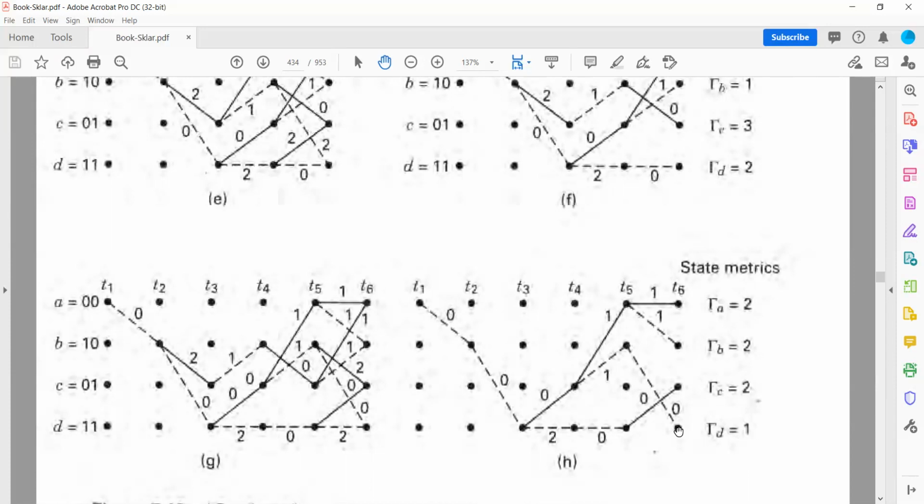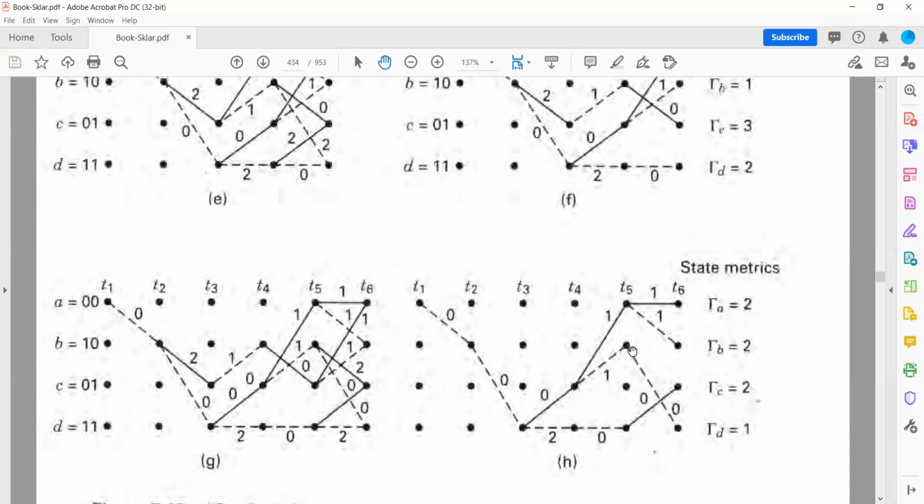Go and trace back. Going from this point to this point, right? This is represented by a dotted line, so that means it is 1. So take it as 1. Going from this point to this point, again it is 1. Please don't confuse with this 0 and 1 put here. These are the distances. The dotted line tells me that the input is 1. The bold line tells me that the input is 0.